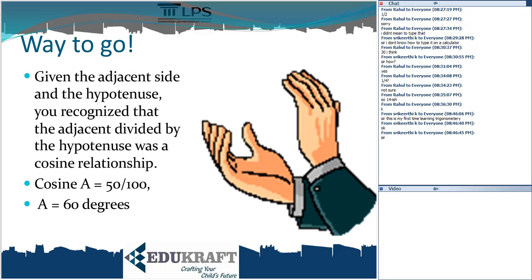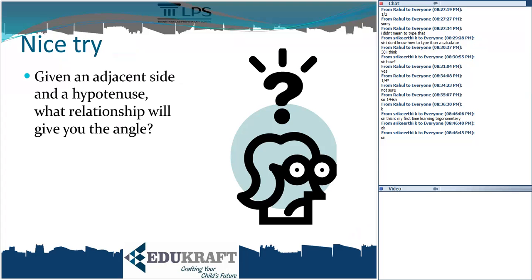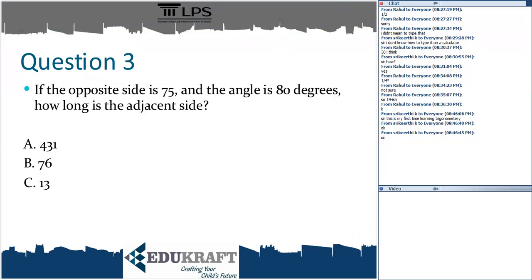Okay, so this is the answer. Cos of A is 50 upon 100, and then if you are expected to find out angle A, that is 60 degrees, because cos inverse of half is 60 degrees. Okay, look at another question here.